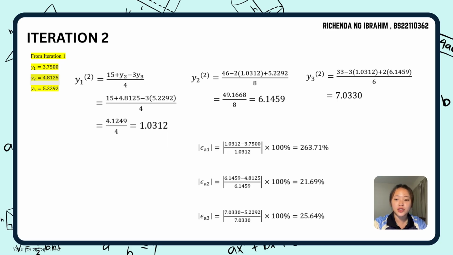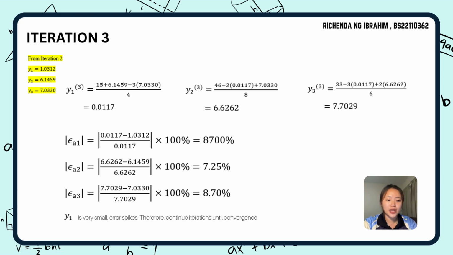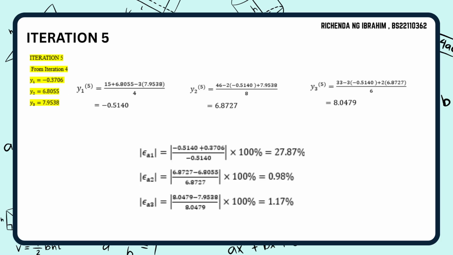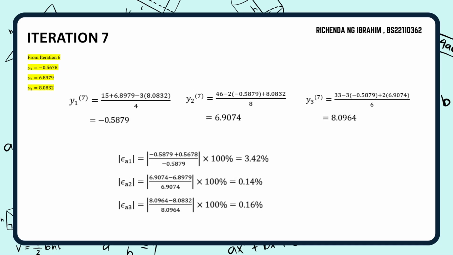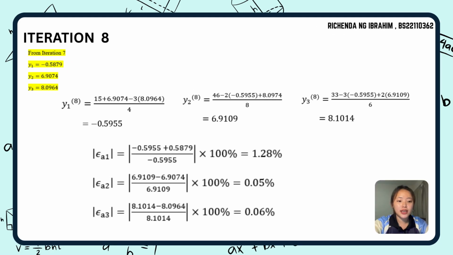This is iteration 2. By iteration 3, you can see y1 is very small, causing a spike in error that's normal early on, but y2 and y3 errors are already below 10%. Therefore, we need to continue iterating until it converges. By iteration 8, look at the errors, all are below 1.3, with y2 and y3 under 0.1, which means we are getting close to the answer.